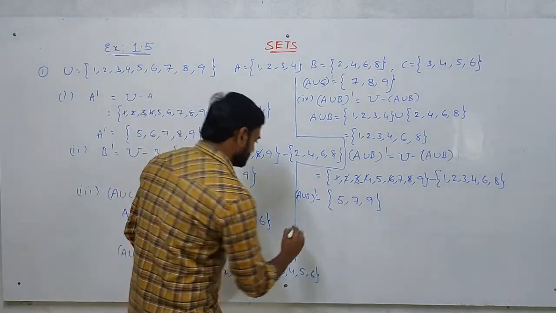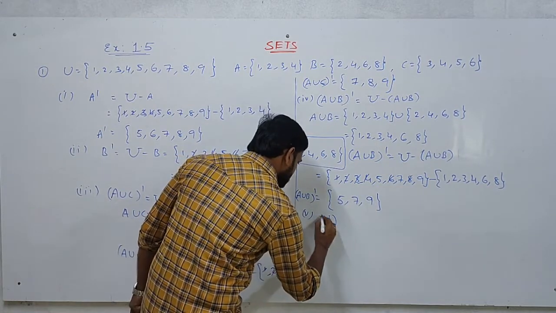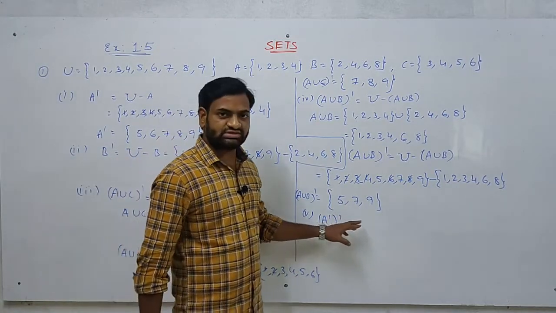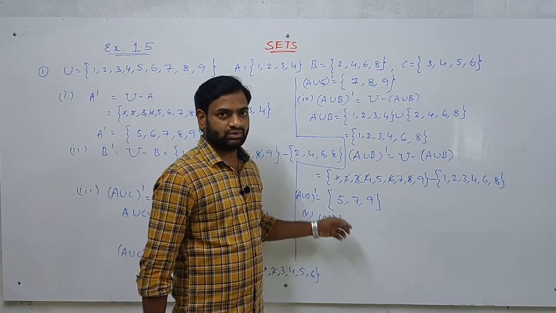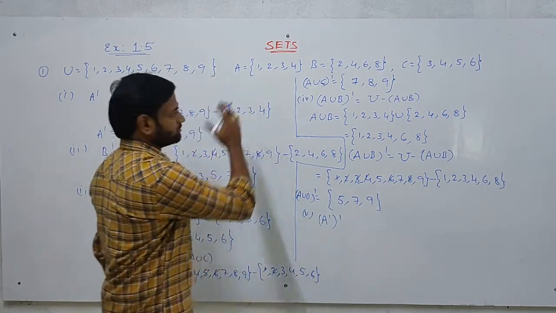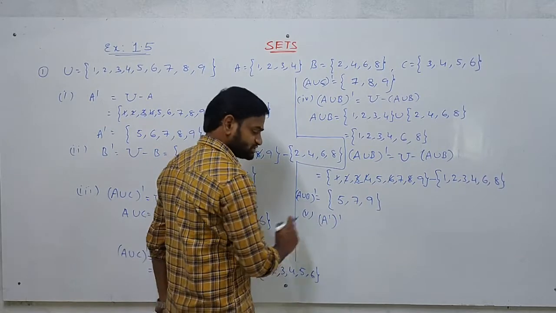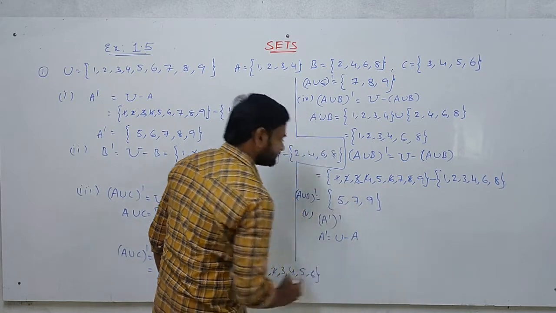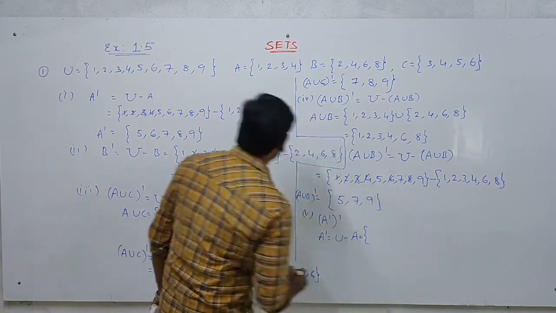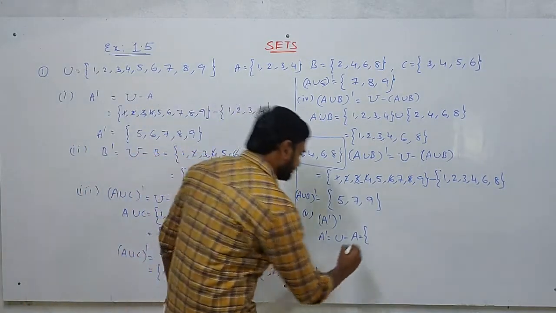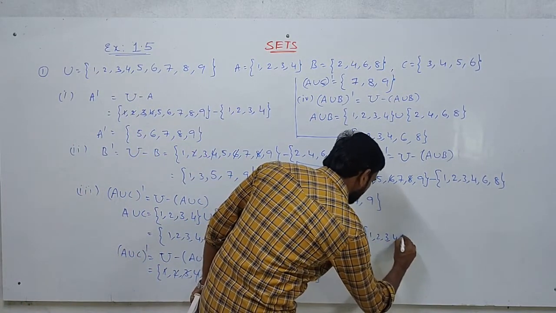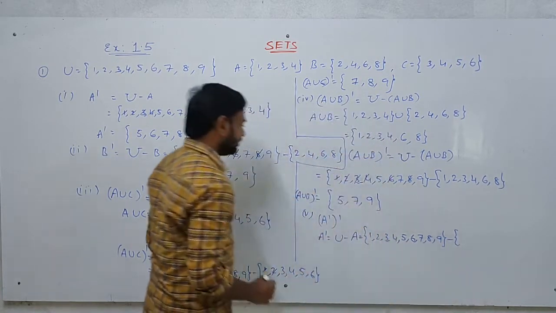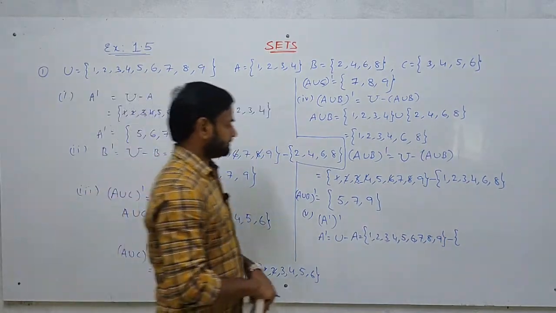Next one, 5th is A dash whole dash. Already we got this one. A dash whole dash is, all of you know, that is A. Now we will prove this one by taking this example. That means first we are finding A dash. So what is A dash? That is U minus A. So what is U? U is 1, 2, 3, 4, 5, 6, 7, 8, 9, minus. Now what is A? A is 1, 2, 3, 4.